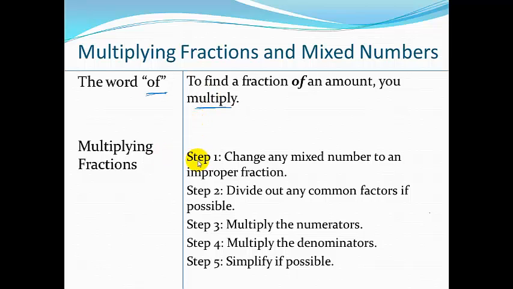So here's what we kind of just decided: most of the problems for multiplying fractions have these same steps. So go ahead and just write these down, pause the slide, and just keep referring back to them when we go over the examples.